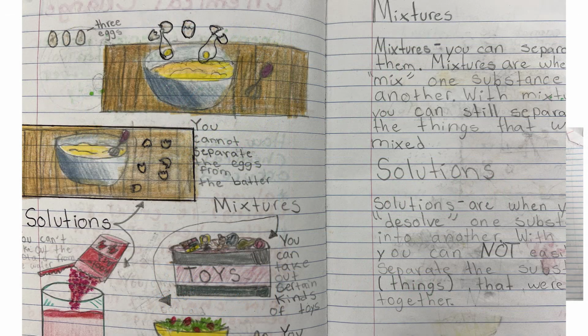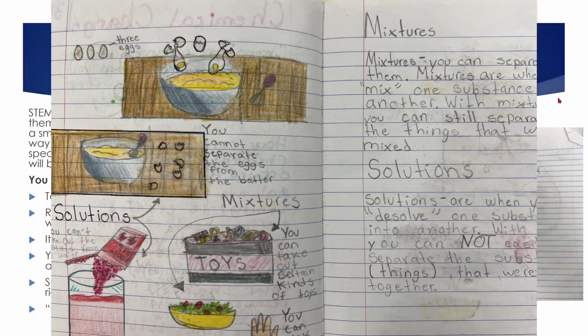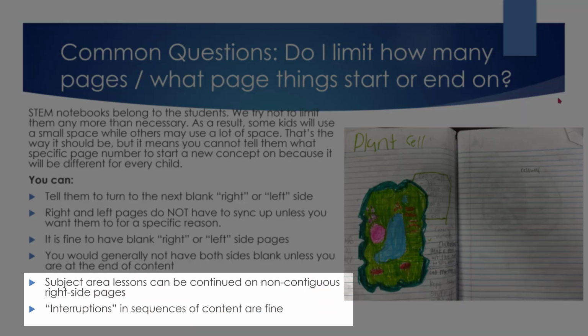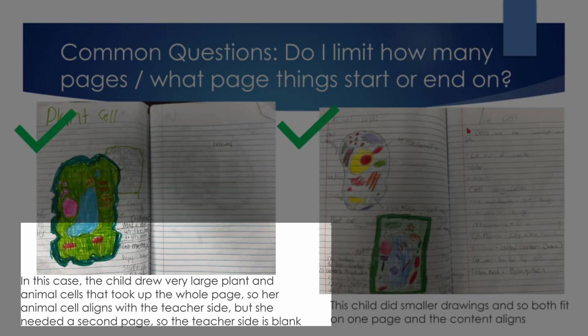If you do need content to sync up, in other words, you're going to teach a vocabulary lesson on the right-hand side and you want them to draw or write their own understanding of the vocabulary on the left-hand side, then simply tell them to turn to the next blank right and left pages. It's also important to note that subject area material does not need to be contiguous. In other words, if you start a language arts lesson on Monday and the science teacher teaches something on Tuesday, and you continue your language arts lesson on Wednesday, and so the science material is in between the language arts material, that's absolutely okay.